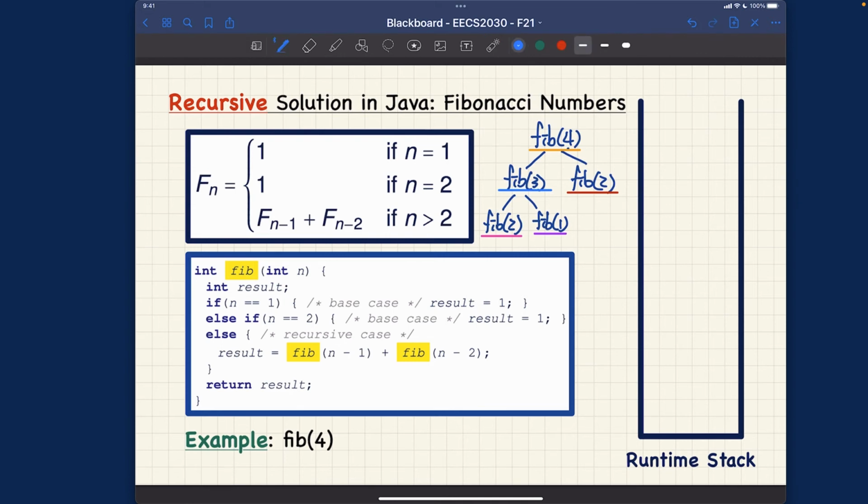I'm going to start with Fibonacci of 4, right? That's what I will start with. So I'm going to put that onto the stack. So Fibonacci of 4 over here, okay? So we know that it's not actually the base case over here because 4 is not equal to 1, not equal to 2. So we're going to execute the recursive case for the first time over here.